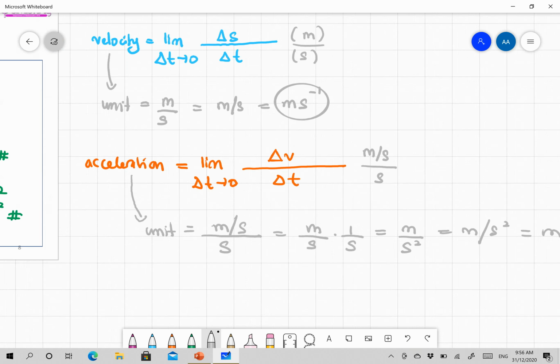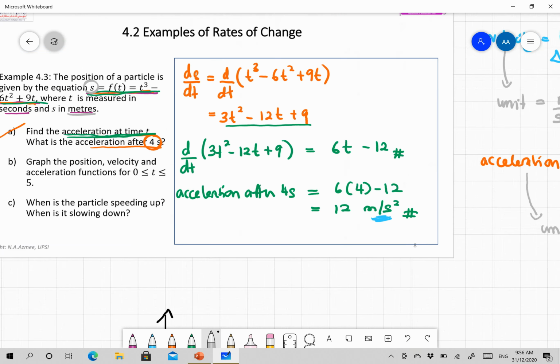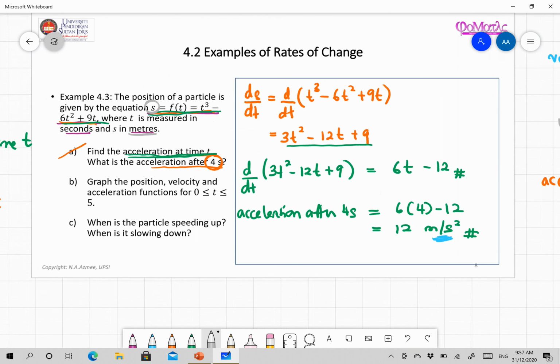So that's just on the unit, something additional, not exactly related to the example here, but there we go, we have done that part for question A. Now let's move on to question B. You are asked to graph the position, the velocity, and the acceleration functions for t between 0 and 5.